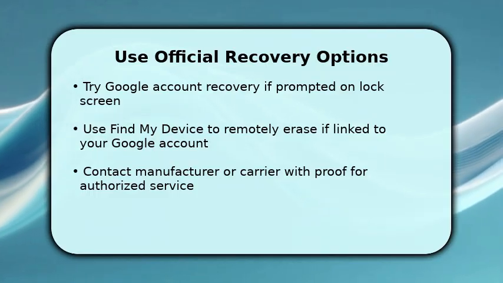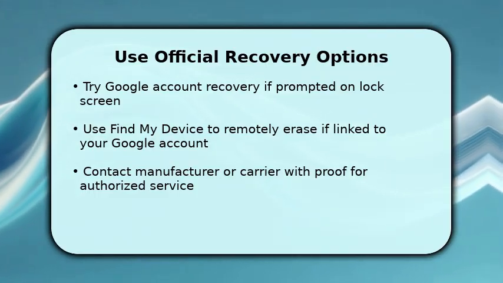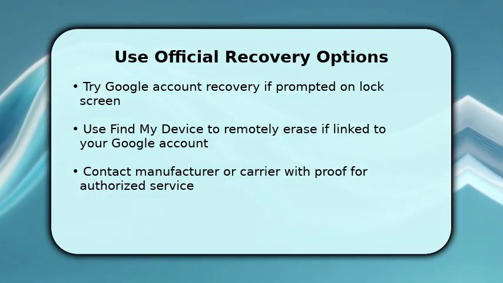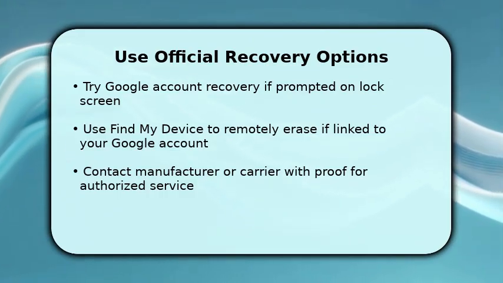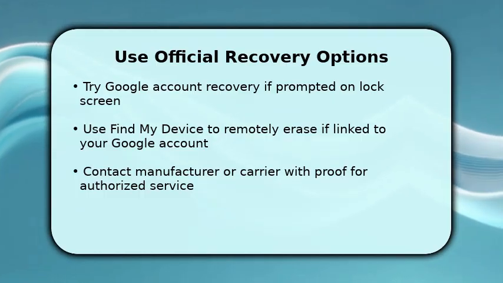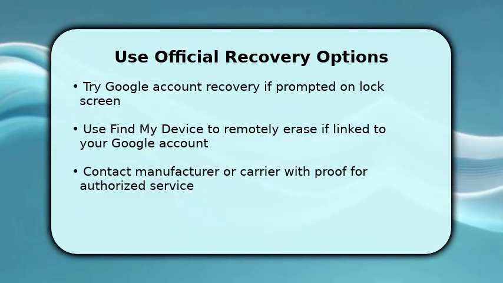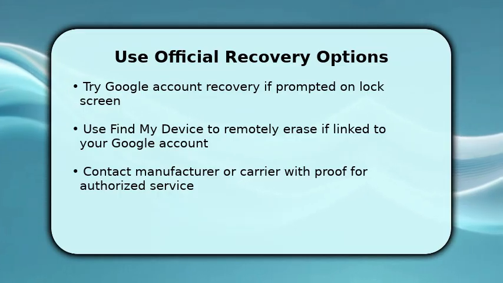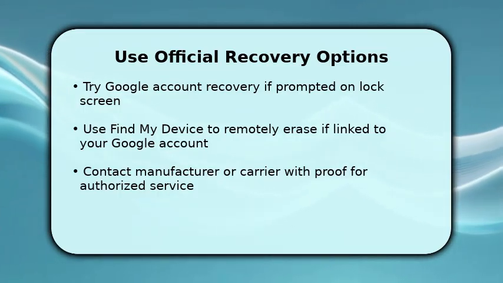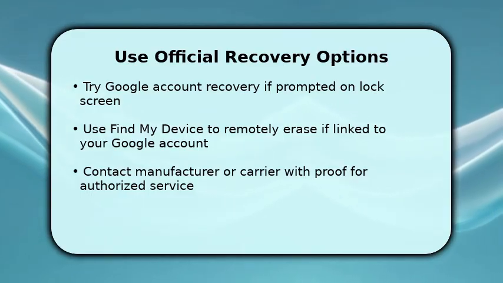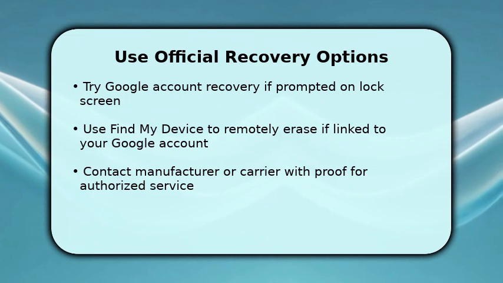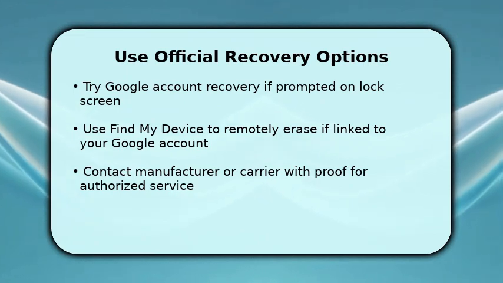If the lock screen offers Google account options, follow account recovery using your credentials and recovery email or phone. If that fails and you own the device, use Google's Find My Device to remotely erase the phone. It removes the lock but also deletes user data, so back up first if possible. Once that's attempted, contact your device maker or carrier with proof of purchase to request in-person authorized service if needed.